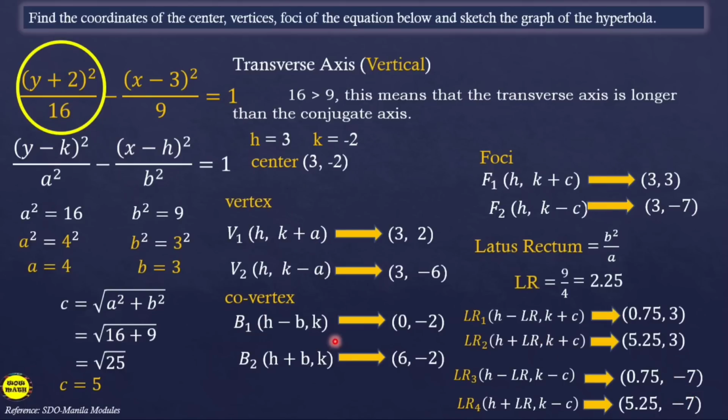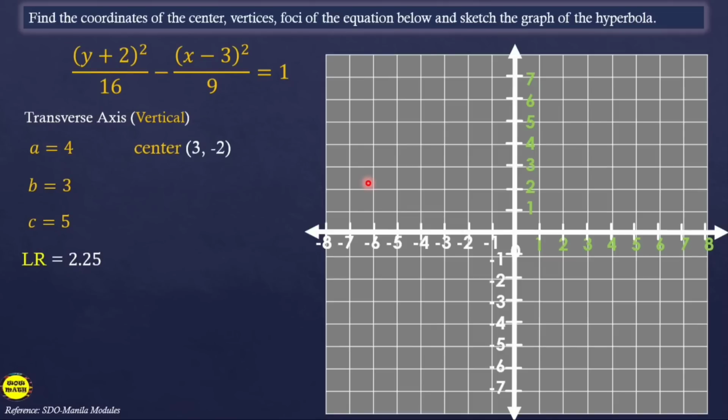Okay, so ito ay, makukuha natin yung coordinates ng center natin, ng vertices natin, yung co-vertices natin, and then yung foci natin, of course, the latus rectum, kapag walang graph. So, makukuha natin kahit walang graph. Paano naman kapag gamit yung graph? Okay, so, since nakuha na natin yung value ng A natin, which is 4, and yung value ng B natin, which is 3, and yung value ng C, which is 5, and then yung latus rectum natin na 2.25, kunin natin ngayon, ipla-plot natin ito dito sa Cartesian plane natin.